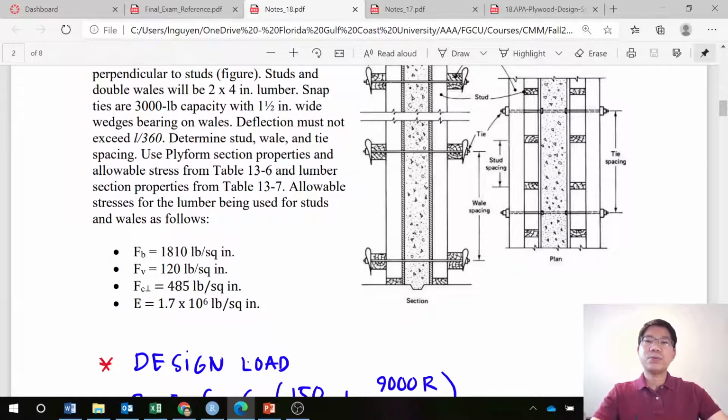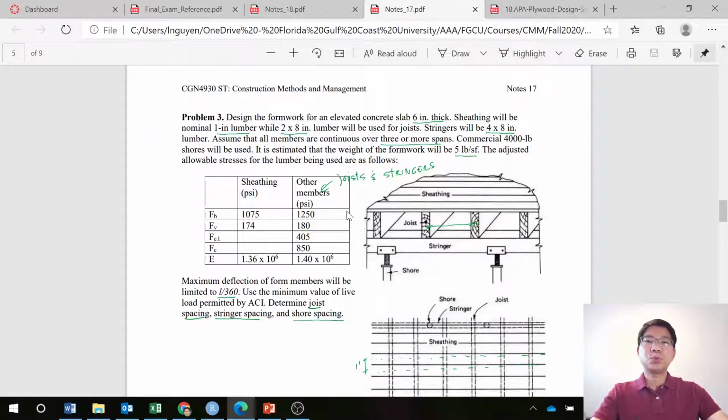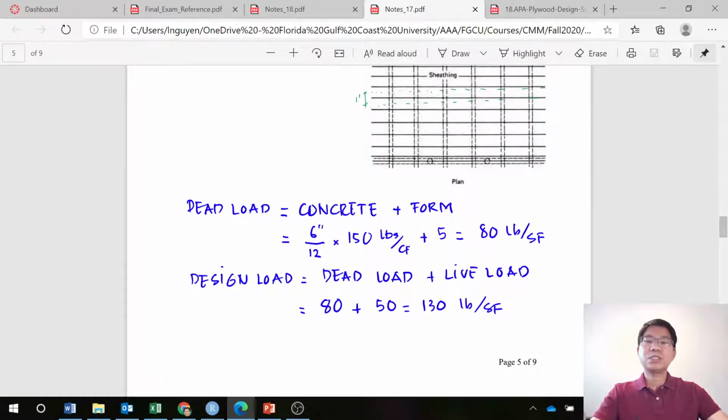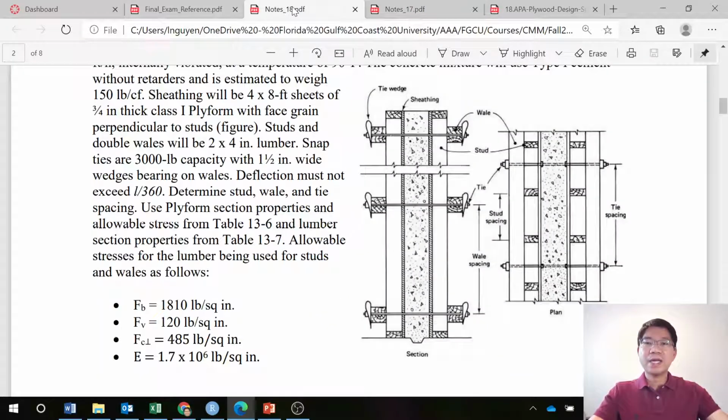So how can we do this? First, similar to problem 3 in concrete form design 1, we need to determine the design load. But in that problem, the design load is vertical, including the dead load and live load, because for the slab form we designed, the load has to be vertical. Now for the vertical form, the load has to be lateral, and that is the concrete pressure. So that is the difference in this case. So let's go to that one.